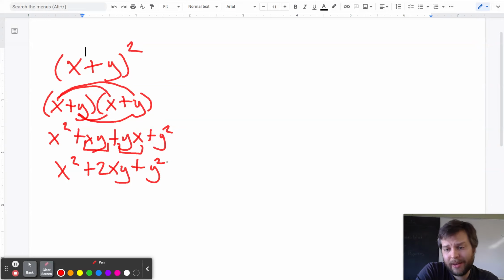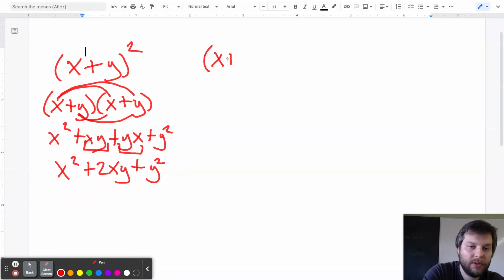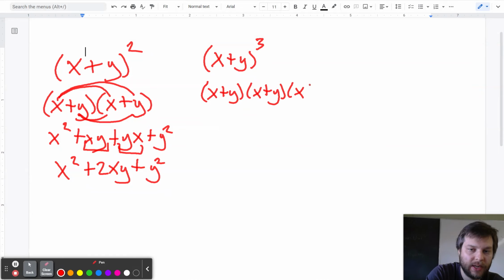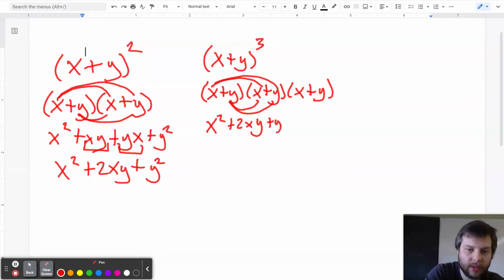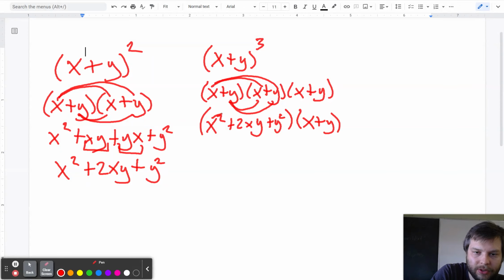Now, that was a little bit of work, but it gets even harder and a little bit more tedious, really, if you try to do x plus y to the third power. Because now I've got to do x plus y times x plus y times x plus y. And this is just kind of getting a little bit tedious. We start with the same thing that we did before, giving us x squared plus 2xy plus y squared. And then we take that and distribute it out to x plus y. So this is going to be a little bit annoying, but just stick with me.